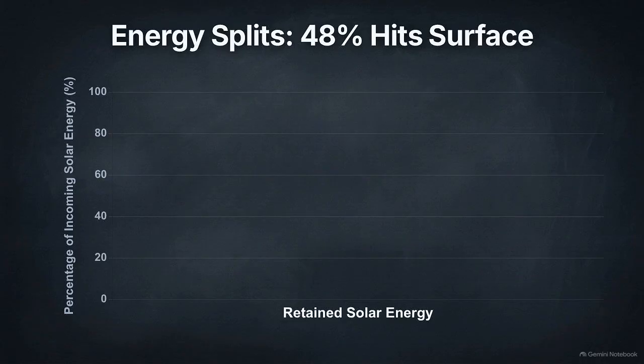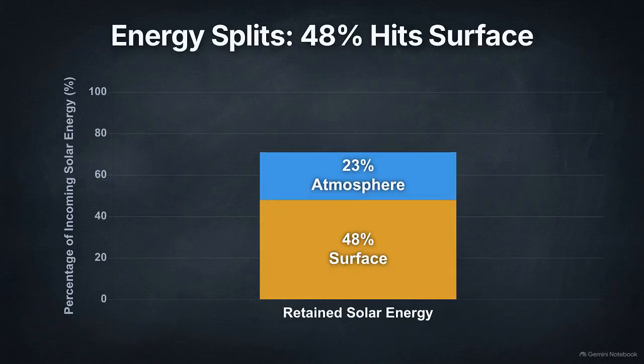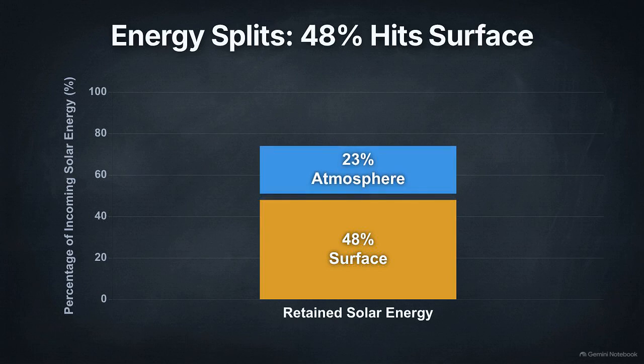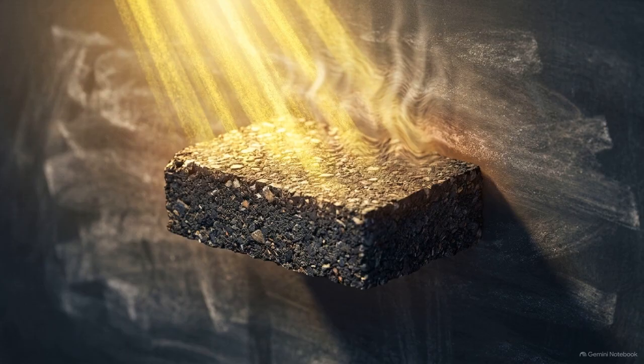The absorption of that remaining energy is split. The atmosphere directly absorbs 23% through water vapor and ozone, leaving a crucial 48% to pass all the way down to the surface. The vast majority of solar heating does not happen in the air. It happens on the physical ground and the surface of the oceans.